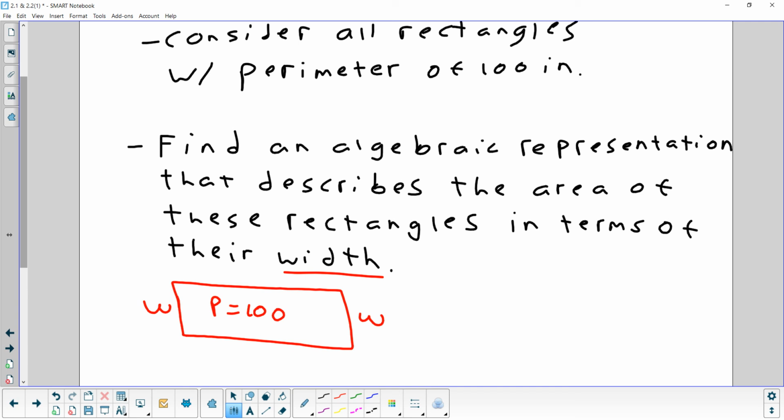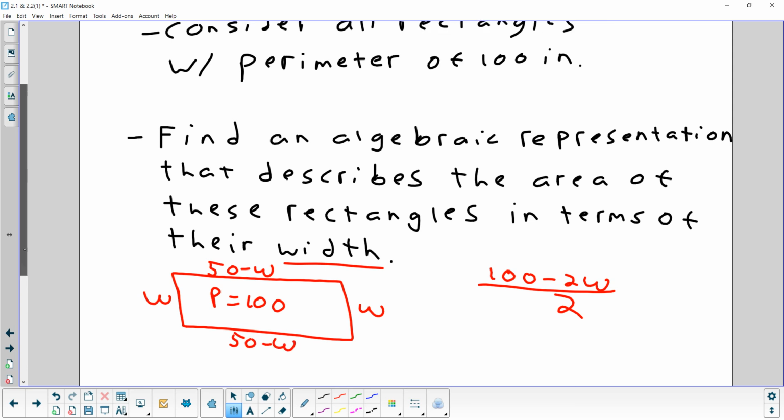Would this be P equals 100 minus 2W? So the amount of material we have left right now is the amount we started with minus what we've used. W and W make up the sides. How much of this material has to go on top, and then how much of that material has to go on the bottom? Half of it. Right? It's a rectangle. So you're going to have 50 minus W as the length, and 50 minus W as the width.